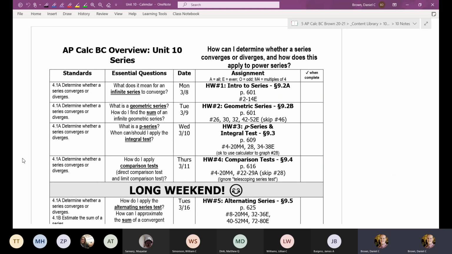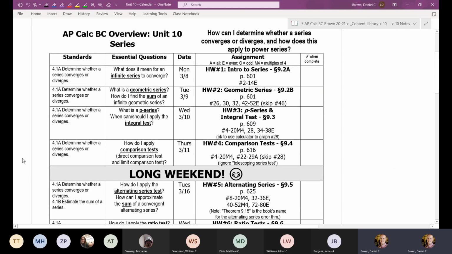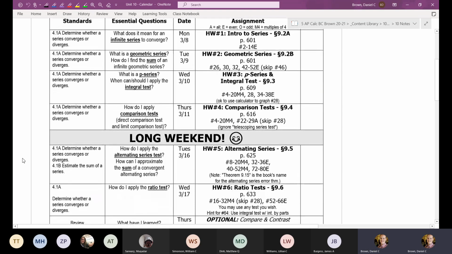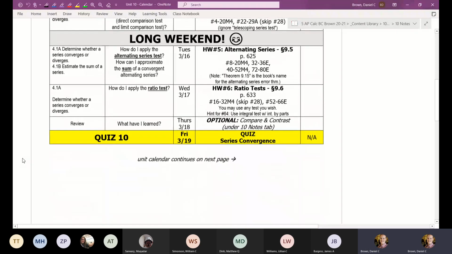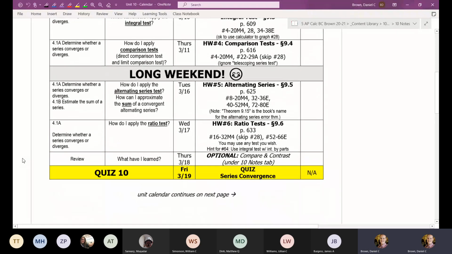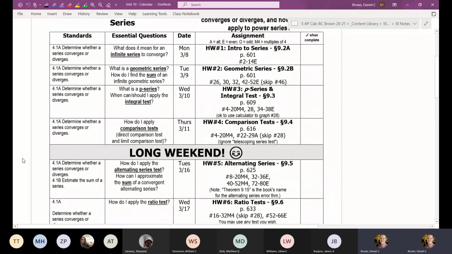When we come back from the long weekend, we just have 2 more tests to learn. We have the alternating series test, and then we have my favorite one, the ratio test, just because it uses a lot of factorials and they're just fun to simplify, and I'm a dork. But we just have 2 more tests to learn, and then your quiz basically is going to be on that Friday. So we are quickly kind of getting there.